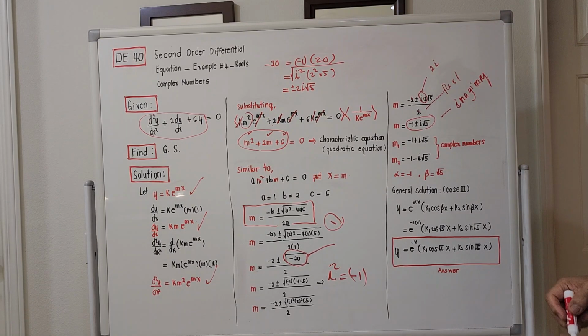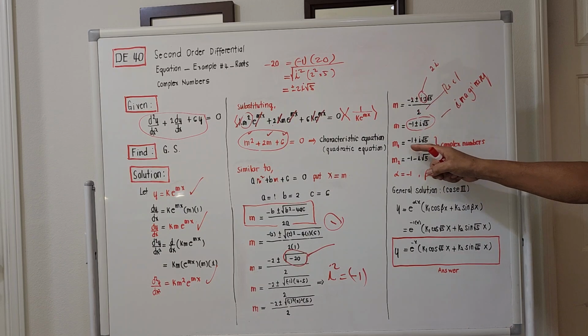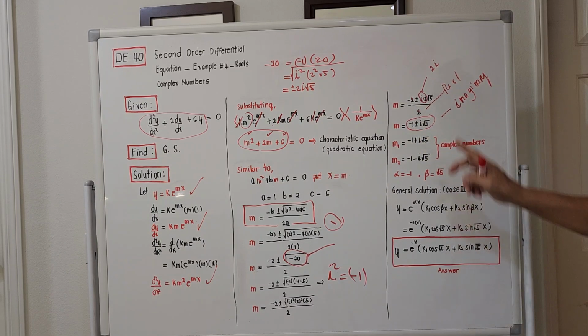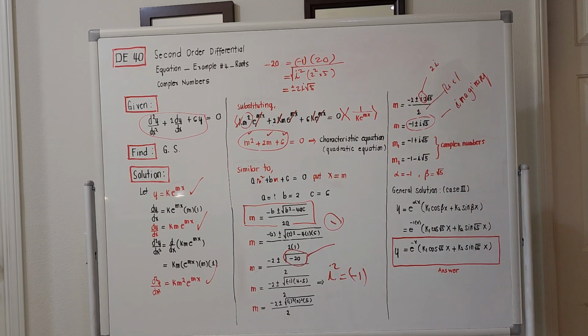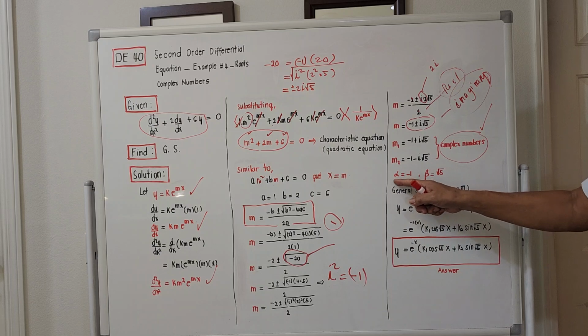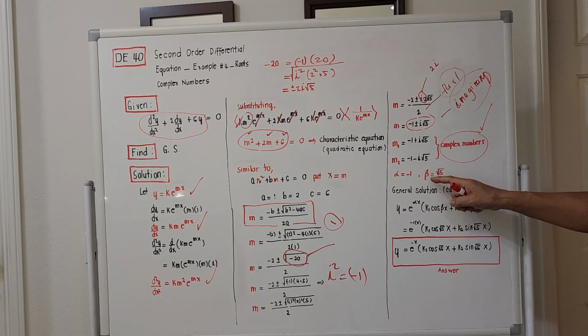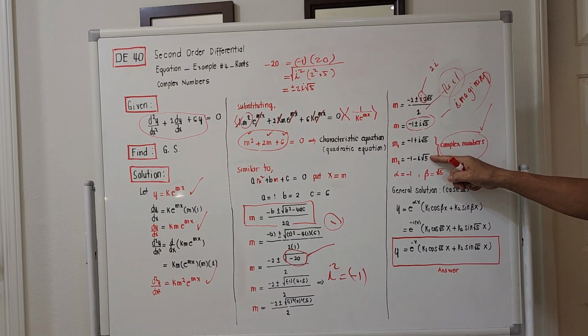Okay? So m1 is actually, by using the positive sign, negative 1 plus i, the square root of 5. m2, by using the negative sign, will be negative 1 minus i, the square root of 5. So as you can see, the resulting values m1 and m2 comprise a real part and an imaginary part. And if there is a real part and an imaginary part, that is termed complex numbers. Then we could specify that the value of alpha is negative 1, the real part. The value of beta is equal to the square root of 5, the imaginary part.